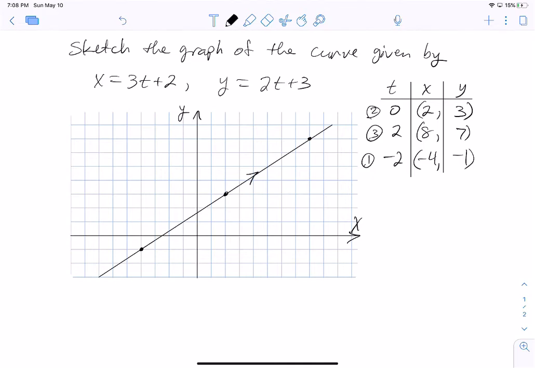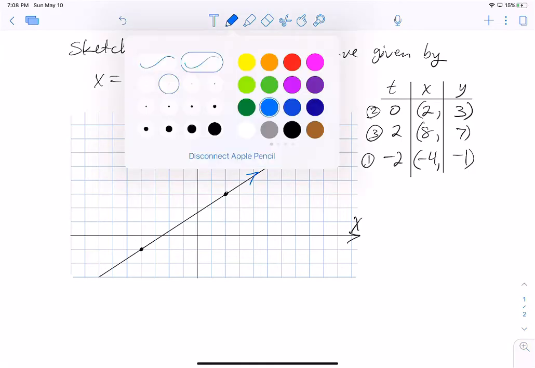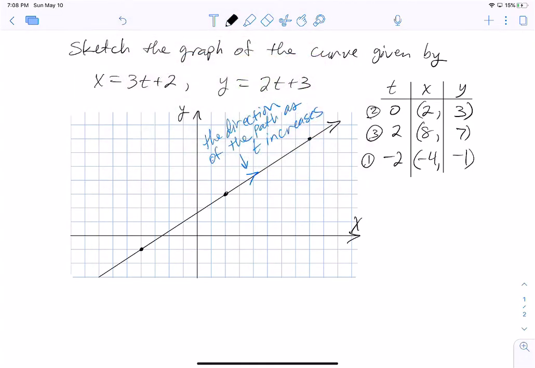And so I'm going to put an arrow on the graph to indicate the direction of the path as t increases. Now I have to avoid a habit that I tend to have here. When I'm graphing lines, I'll put arrows on both ends. But I need to avoid that here because there should only be one direction indicator for a graph like this.